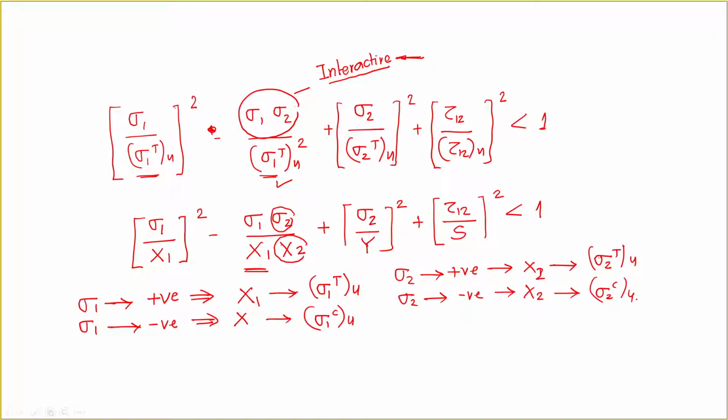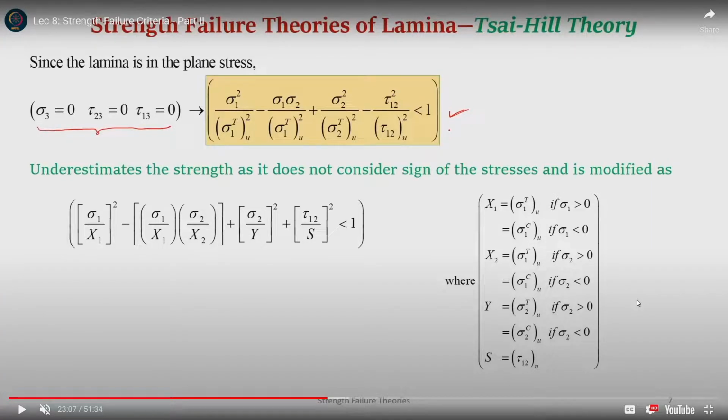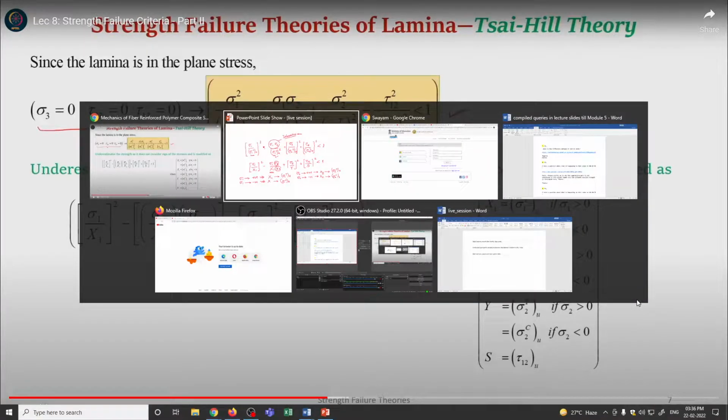Can you just go to that slide? So this is what is written here. You can see that X2, if sigma 2 is positive, takes the corresponding tensile strength. If sigma 2 is negative, it takes the corresponding compression strength. So that is the difference between X1 and X2. It takes care of the sign of sigma 1 and sigma 2.